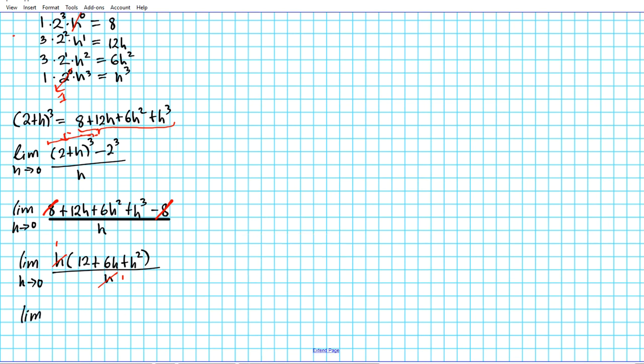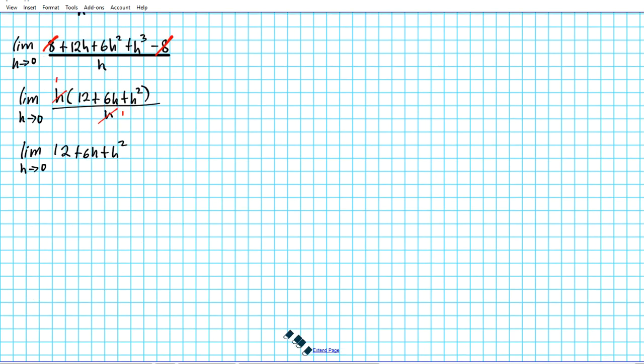So we have the limit as h approaches 0 of 12 plus 6h plus h squared. All we have just done is algebraic manipulation. We just expanded and canceled. That's all we did. Now we can substitute again. If we carry out our substitution, we're going to have 12 plus 6 times 0 plus 0 squared.